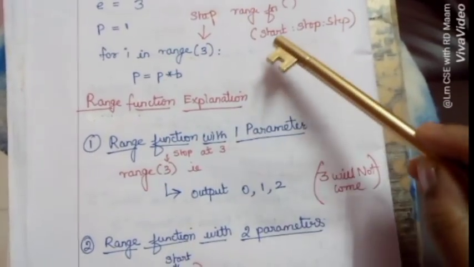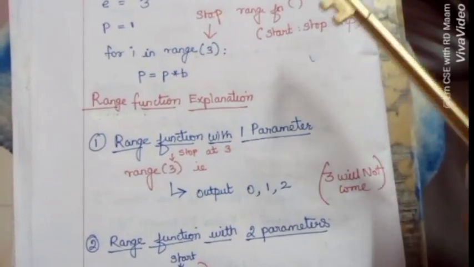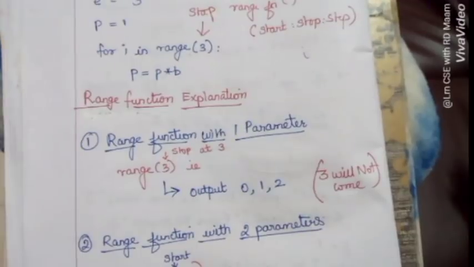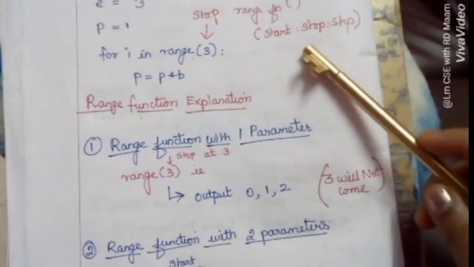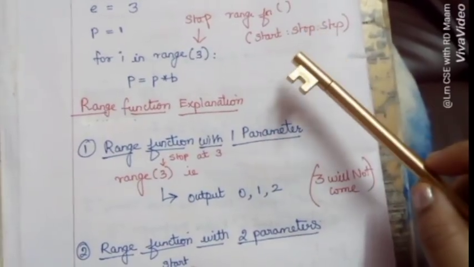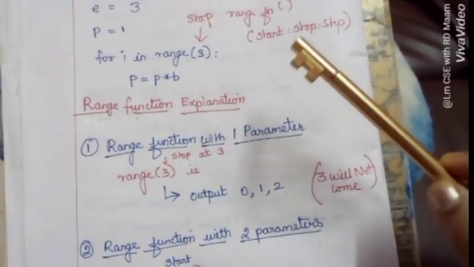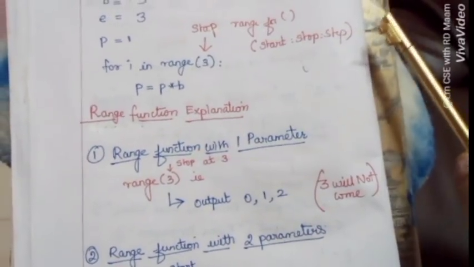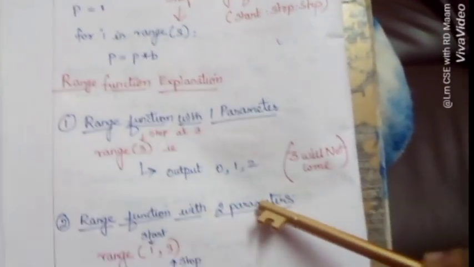If you give two values, it is start and stop. If you give three values, I'll explain it later. So this range function can hold three values, and it is completely optional. You can give one or two, or you can give all three.